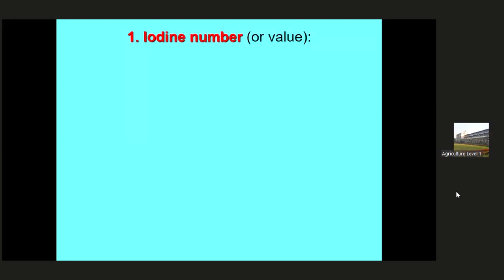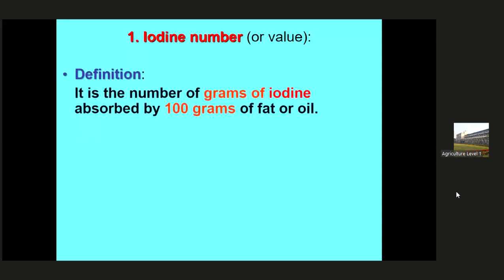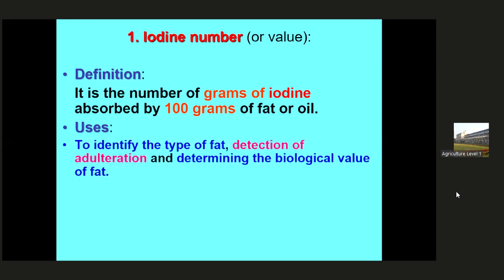So from the amount of iodine that is absorbed by the fatty acid, you can easily know what kind of fatty acid it is. This is the iodine number: grams of iodine that is absorbed by 100 grams of fats and oil. This is the iodine number or iodine value. It depends on the number of double bonds present in the fatty acid structure. If the number of double bonds increases, the grams of iodine absorbed by the fat will also increase.